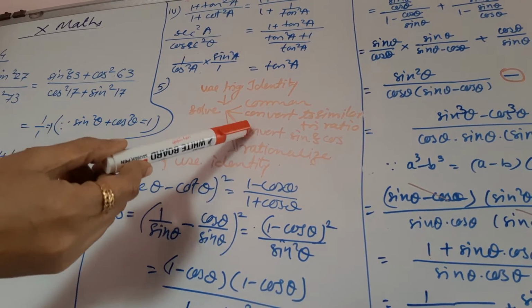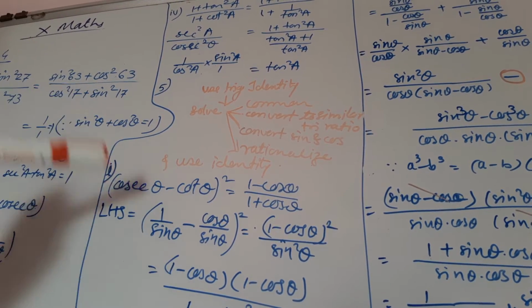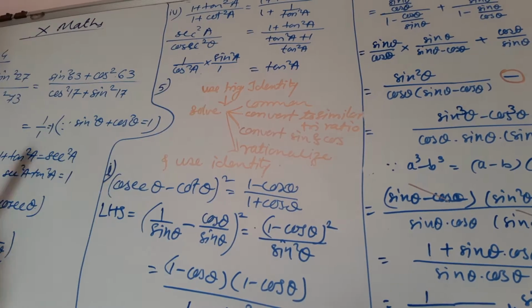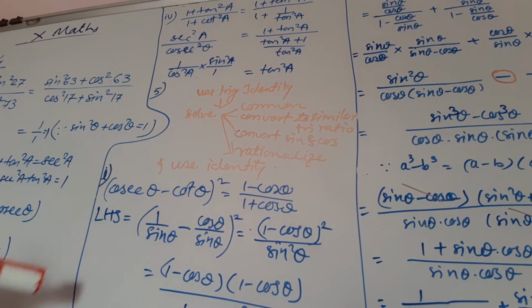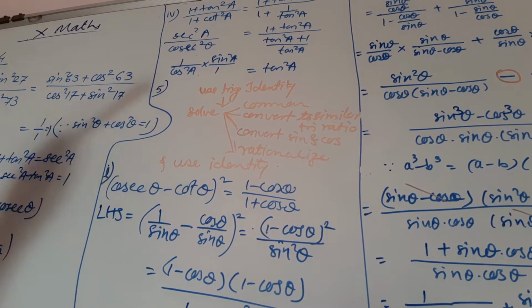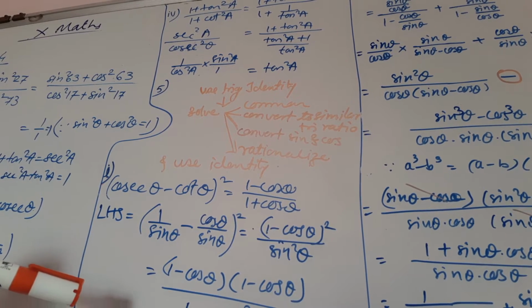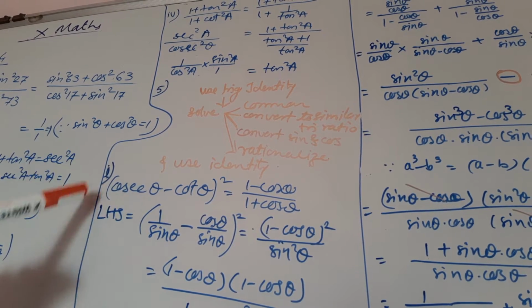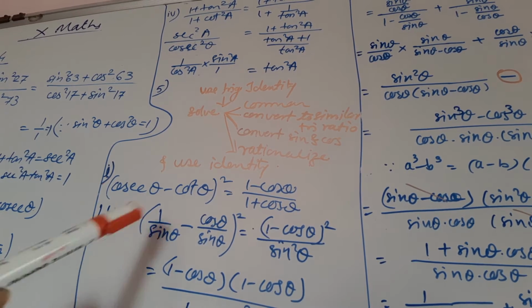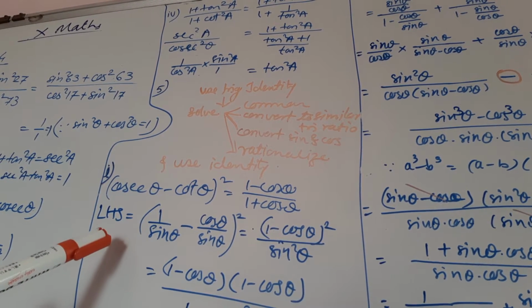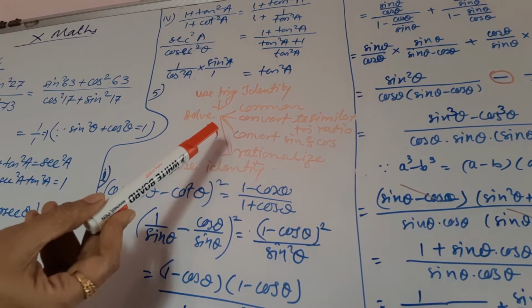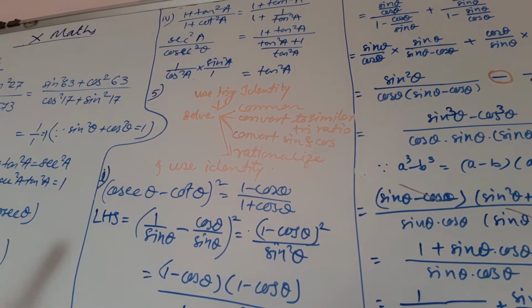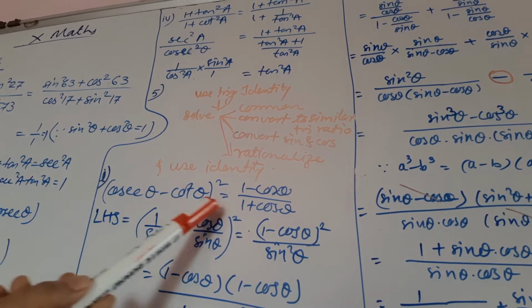Now another simpler way of solving the problem is that you can convert each trigonometric ratio into sine and cos. Many of the problems are solved like this. You can also rationalize, where the problems are given in terms of 1 plus sine theta divided by 1 minus sine theta, or cos theta plus sine theta divided by sine theta minus cos theta. In that case it is easy by rationalization, and then you can use the identity. Now we are going to see this problem.